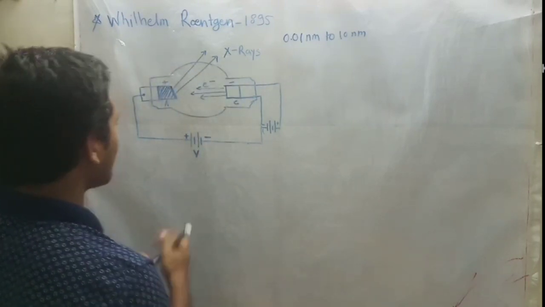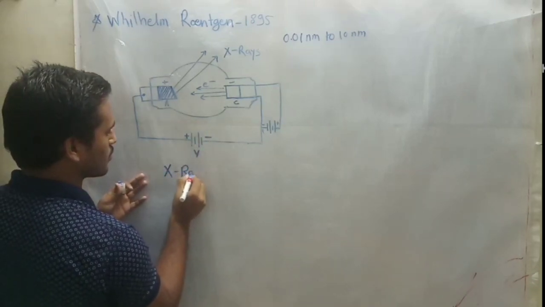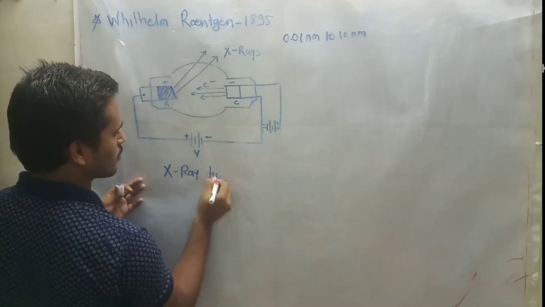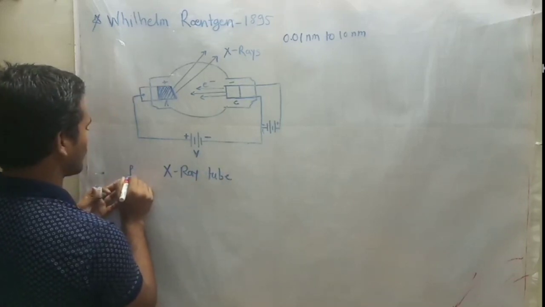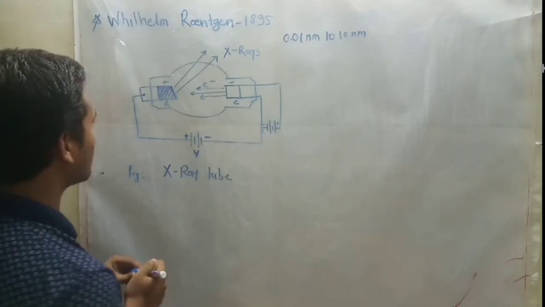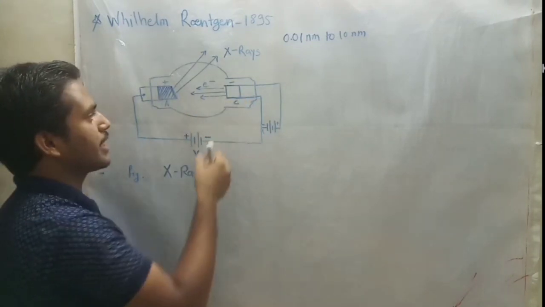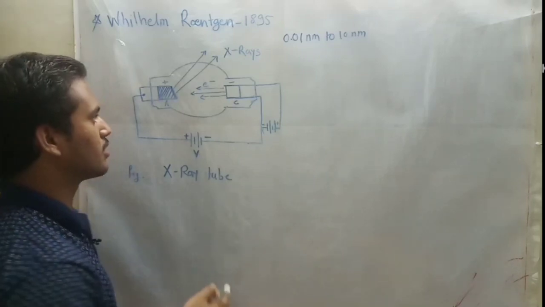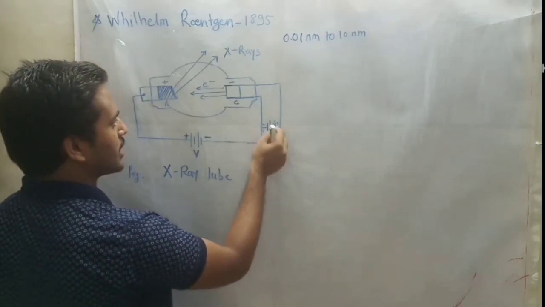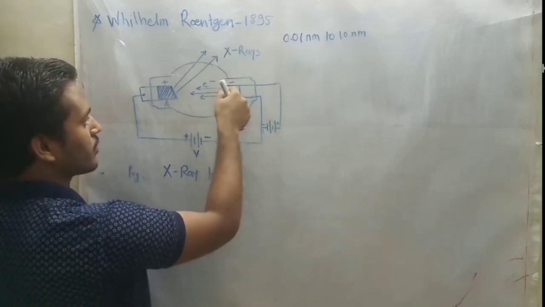Now, this is a basic X-ray tube. This is also known as the Coolidge tube. Here it consists of an anode and a cathode. The cathode can be a filament like tungsten. Here a voltage is applied to this cathode for heating of this cathode.